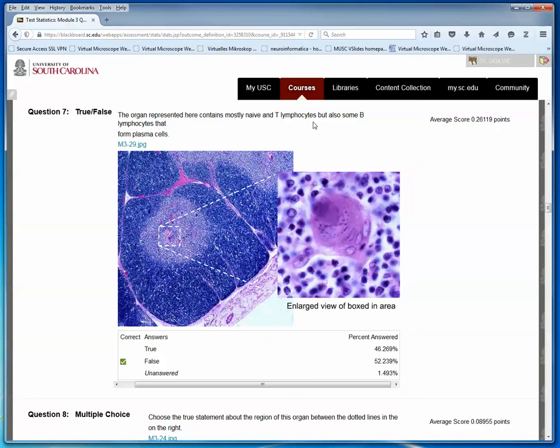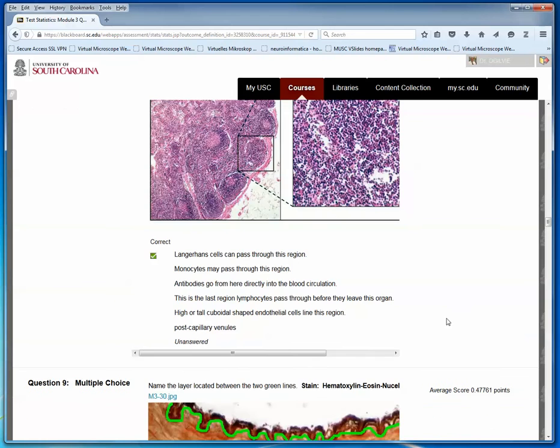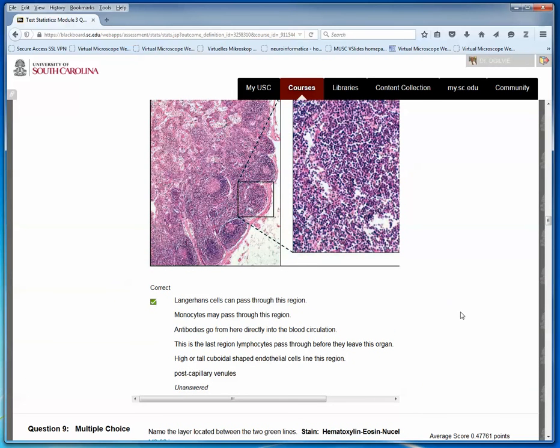Well, that's probably true, but also some B lymphocytes that form plasma cells. Never true in the thymus. B lymphocytes are present in the lymph nodes, in the nodules, and also in the nodules of the spleen, and also in the nodules of the tonsils, but never in the thymus.